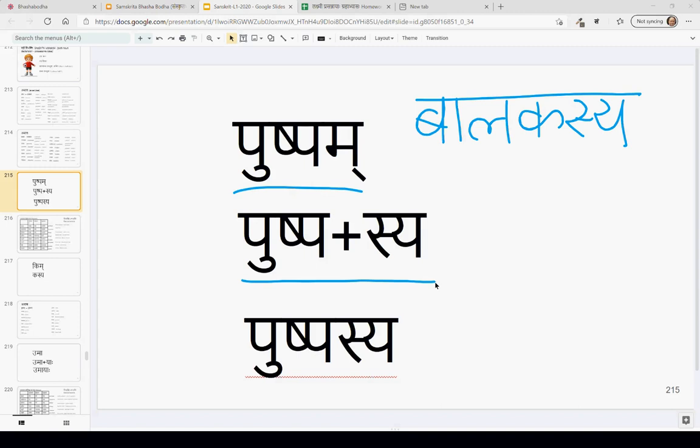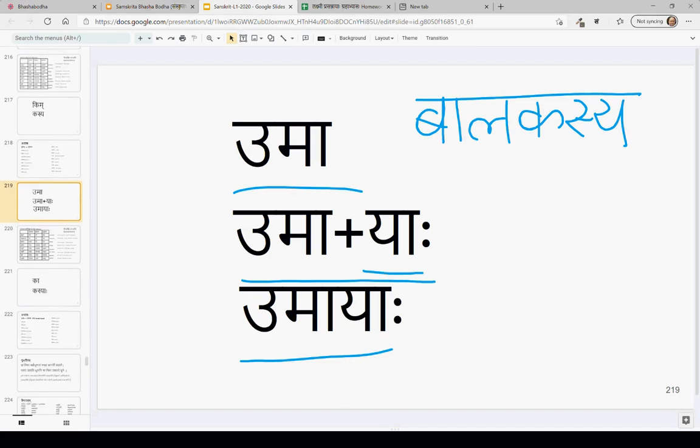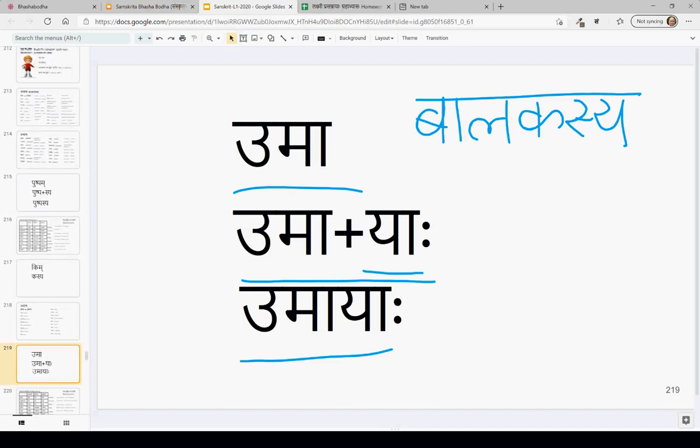And for the Strilinga words ending in a, Uma is a Strilinga word ending in a. The Shashti Bhakti form is Umayaha. We just add yaha. And similarly, the word Nadi we saw, a Dirgha Ikaranta, sorry, Strilinga word ending in E, Nadi, it will be Nadyaha.